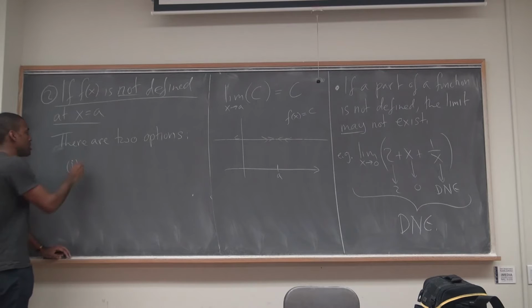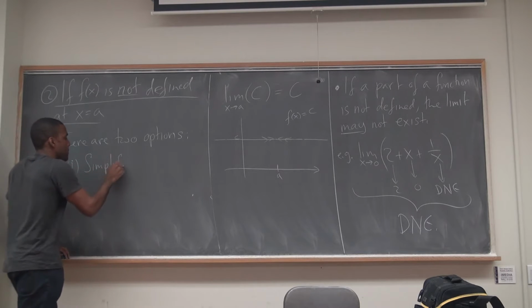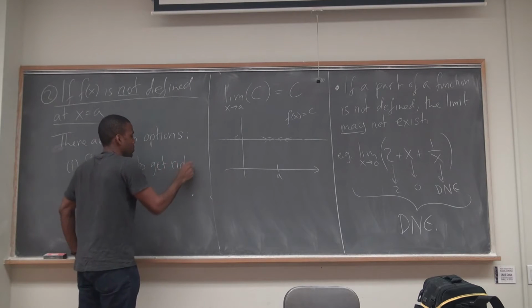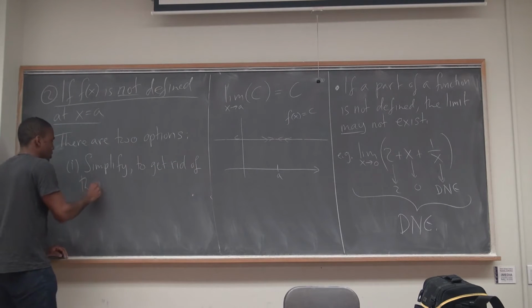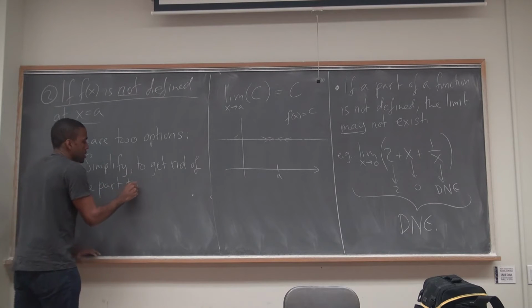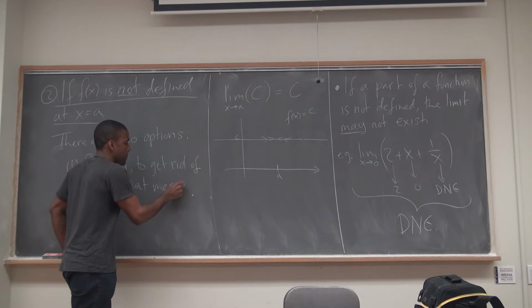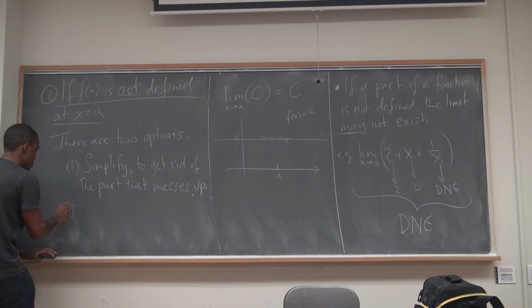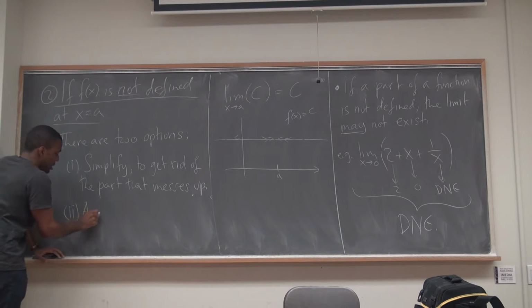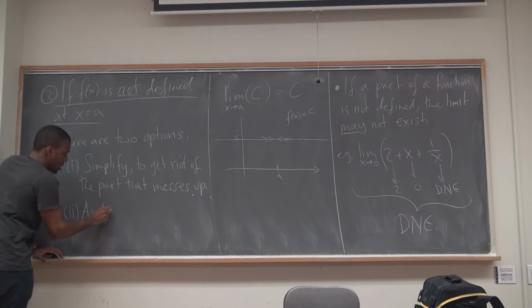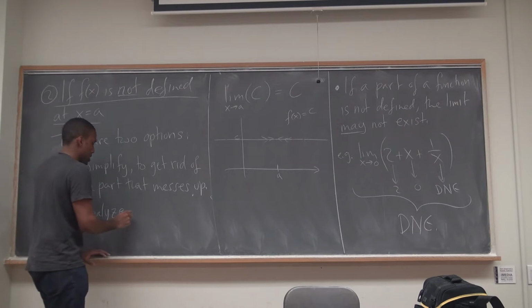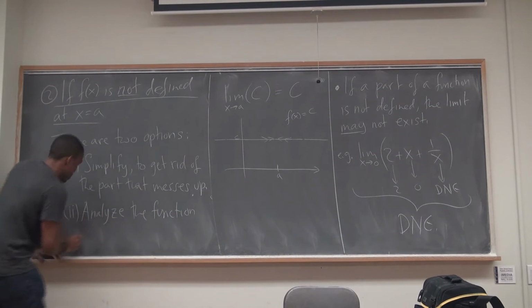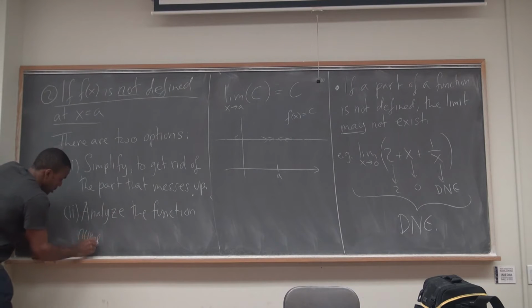One is to simplify to get rid of the part that messes up. Two, analyze the function numerically.